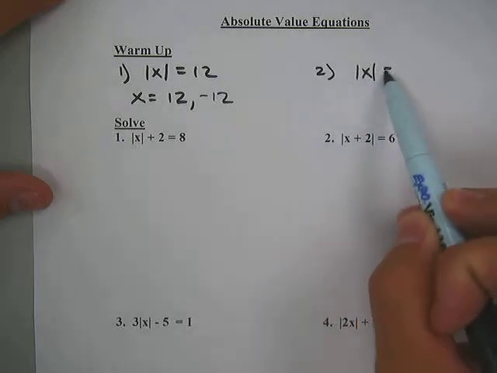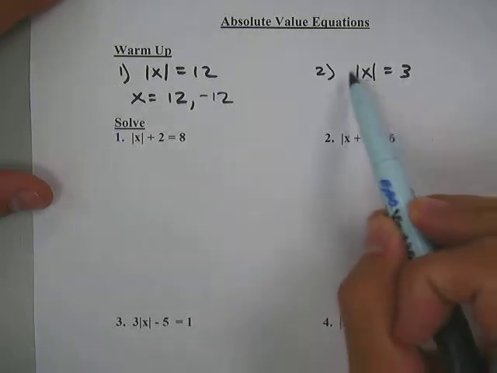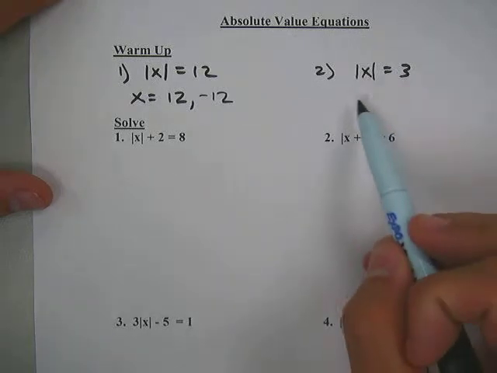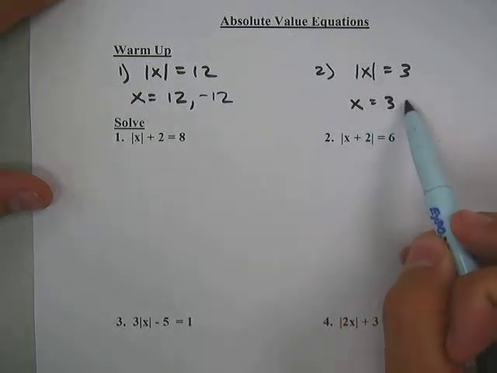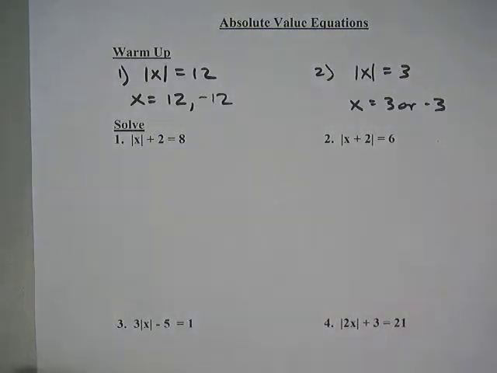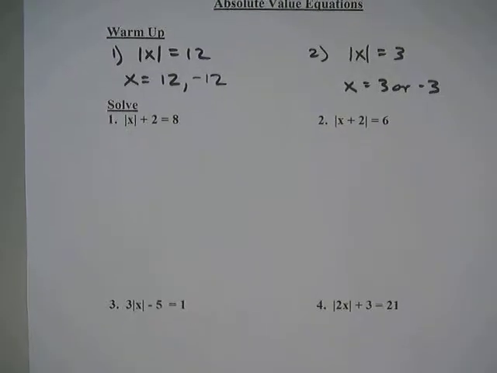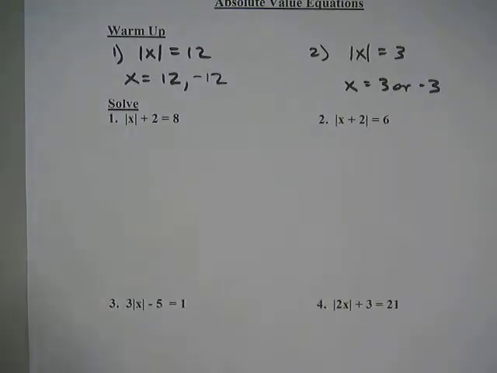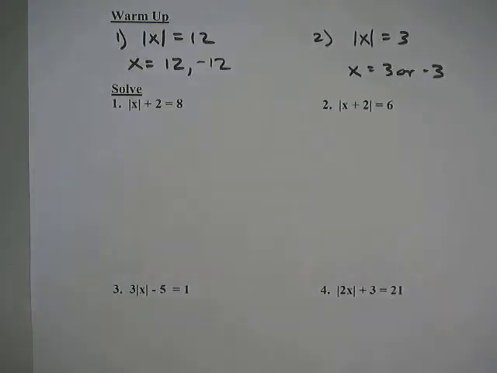Similarly, if I said, what's the absolute value of x is equal to 3? In other words, what number has a distance of 3 back to 0? Well, that would be 3, or it would be -3. One of those two would satisfy that, or even both of them. So if we take that idea, we can go about solving absolute value equations.